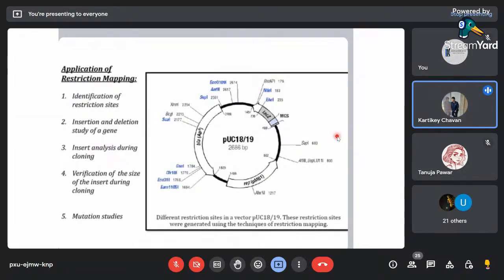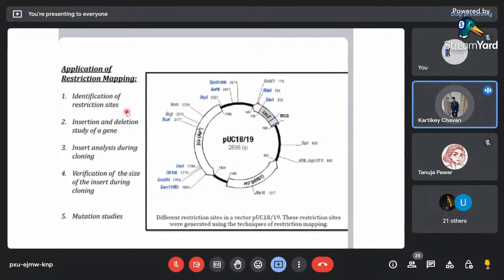Applications of restriction enzymes. We have learned about the basics, how the digestion is done, and how the restriction mapping is done. Now let's move on to the applications of restriction mapping. The first is identification of restriction type. In order to identify the restriction type, DNA mapping can be used.